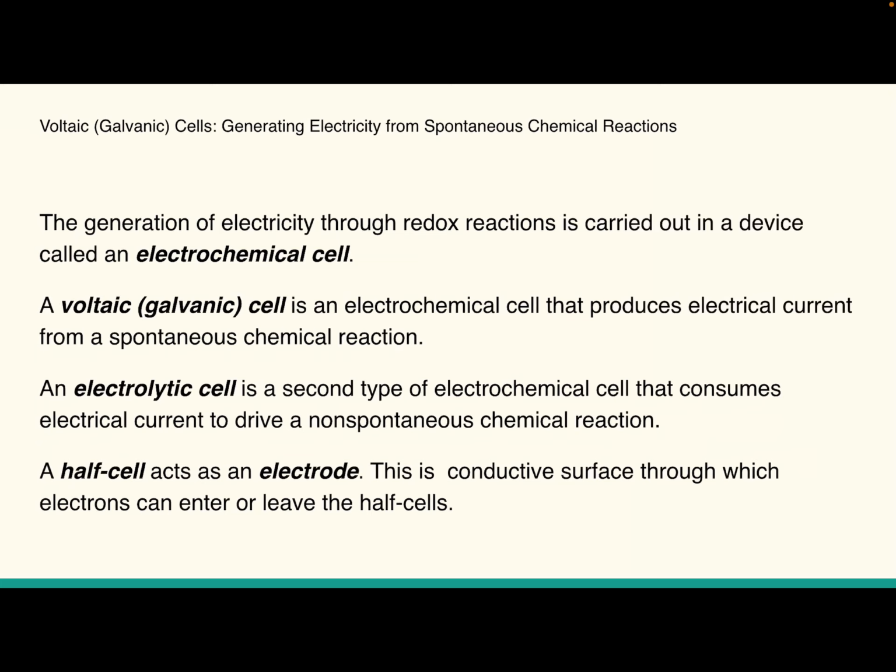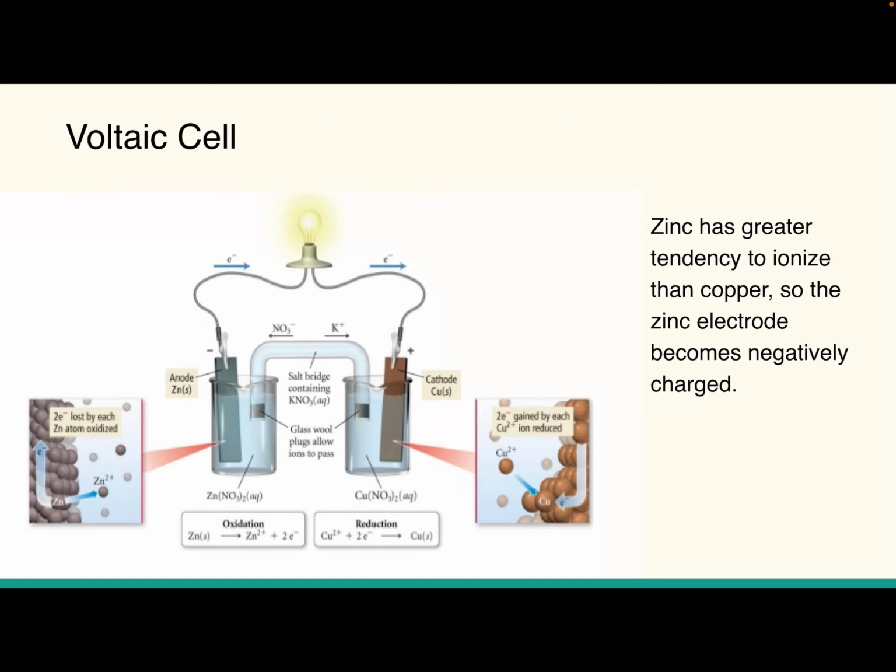So a half cell acts as an electrode, and a half cell is going to be where the half reaction takes place. So we've already balanced the half reactions when we did our balancing of redox reactions. Now the half cell is just where that half reaction takes place. So this is what a typical voltaic cell looks like.